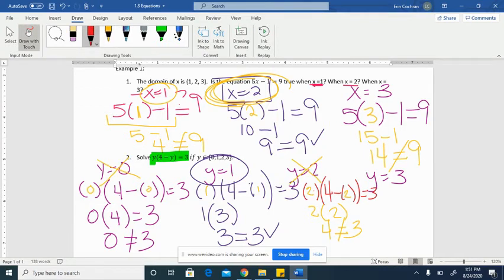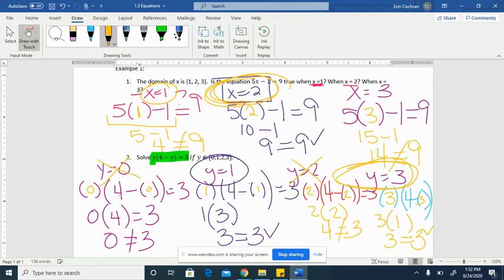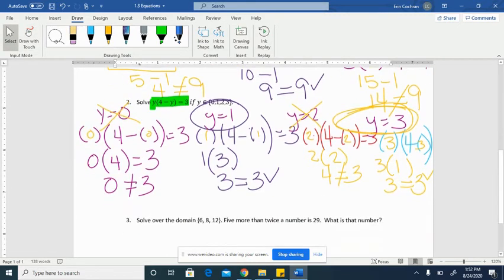So 0 isn't and 2 isn't. And let's try 3 now. All right, so y is 3 times 4 minus y. Does that equal 3? Let's plug that in. So we have 3 on the outside. Parenthesis first, 4 minus 3 is 1. 3 times 1 is 3. Does 3 equal 3? Yes, it does. So guess what? y equals 3 is another solution.